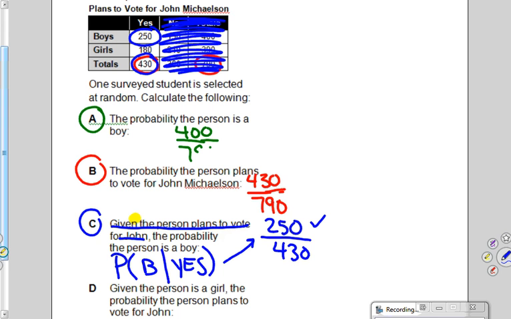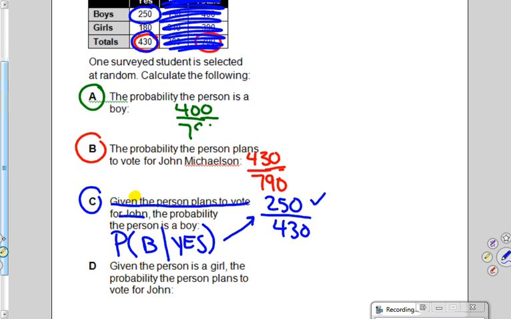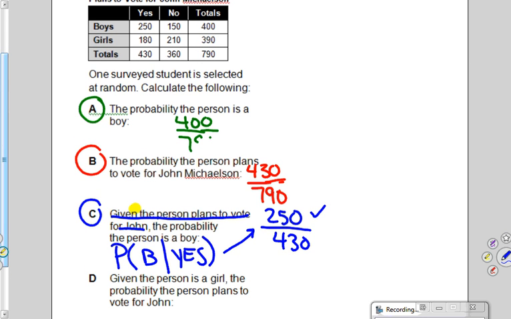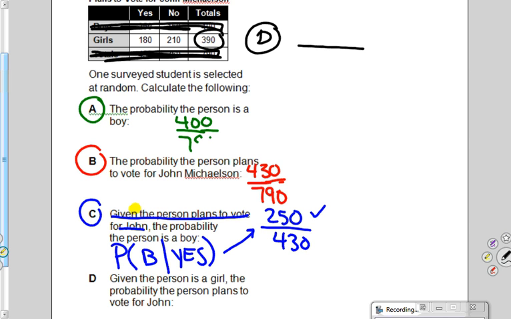Yes. Okay, that's good. D. Again, this is given the person is a girl. So now, what should I black out up here? Given the person is a girl, what don't we need? Do we even need the totals? Given the person is a girl, this is D. Given the person is a girl, out of the 390 girls, how many are yeses? 180. That's D. Okay?